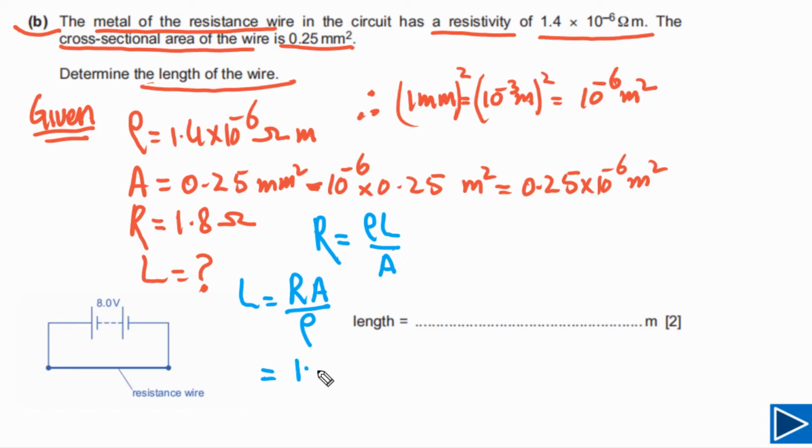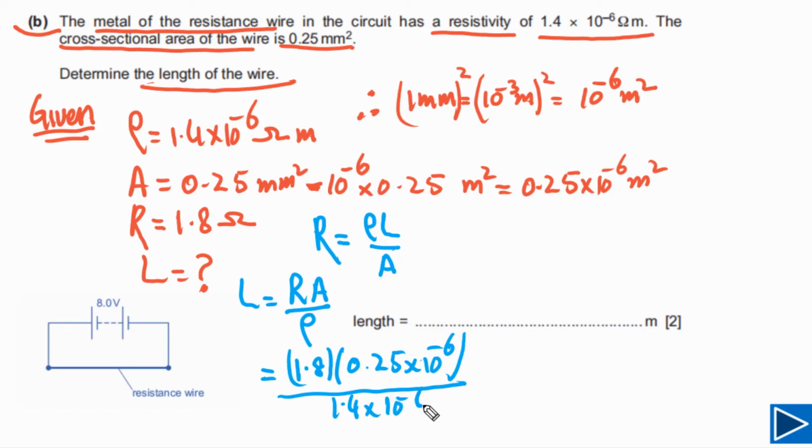So we need to plug in values. This is the resistance of the wire, and the cross-sectional area of the wire is 0.25 times 10 to the negative 6, and we need to divide by resistivity, which is 1.4 times 10 to the negative 6. If we solve this, our final answer will be 0.32 meters to 2 SF, because our raw data has 2 SF. So this is our final answer for this question.